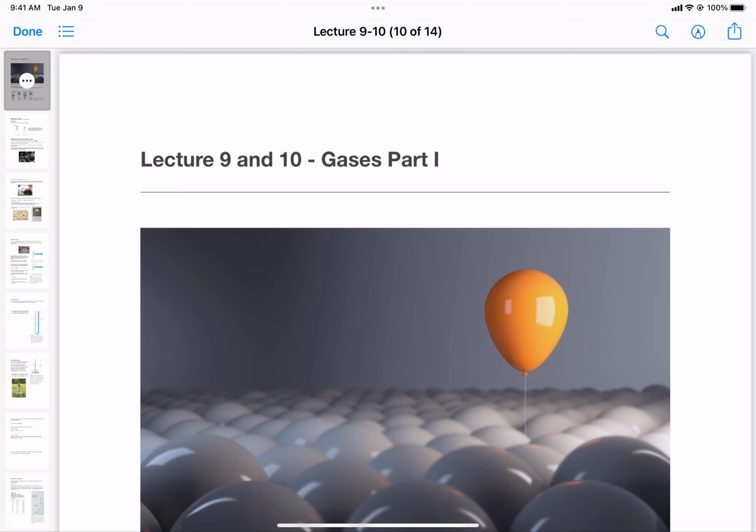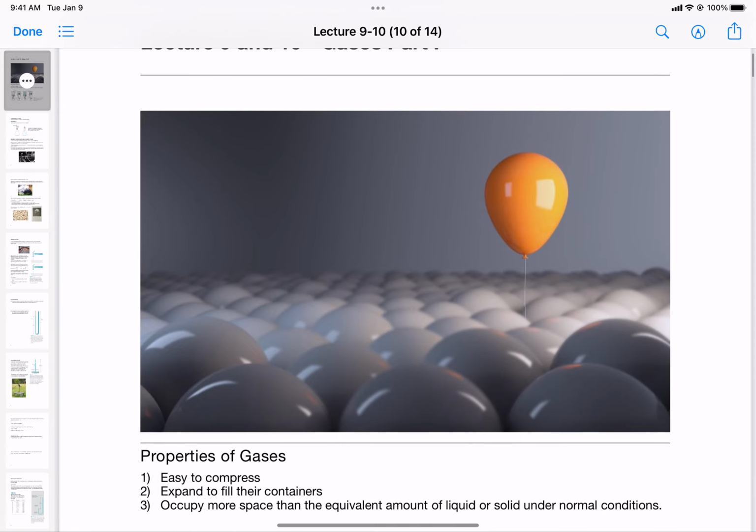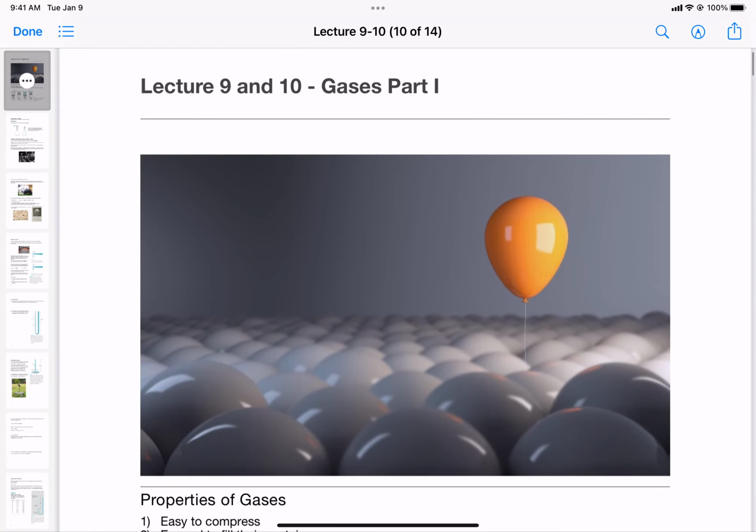This is gases, part 1. This is chapter 6. This chapter will probably take a couple of weeks, so we actually won't finish a chapter per week. In this case it'll probably take more than that because there's a lot of material to digest. Okay, let's get started here.